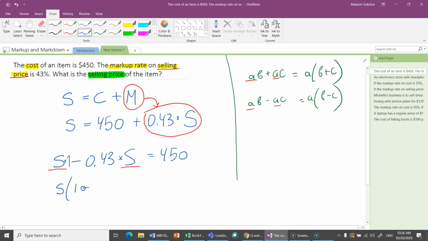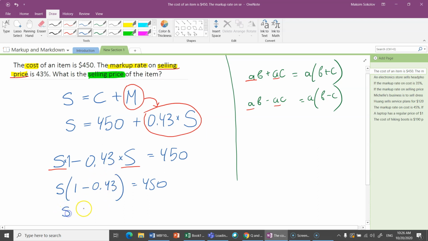And in the bracket, we'll have 1 minus 0.43, and that will be 450. Another way to understand it is that we have the whole amount as 100% of that amount, from which we remove 43%. Of course, we'll have 57% left of the amount.